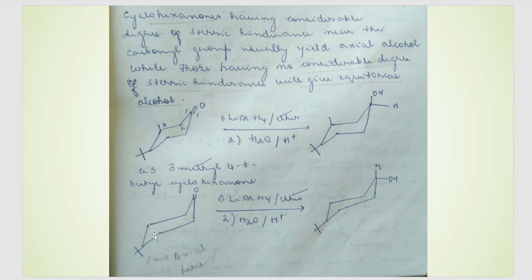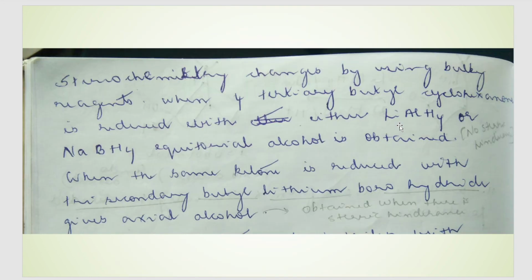Whereas in this case, you can see there is no 3-methyl group, and hence there is no steric hindrance, and when there is no steric hindrance, you will get what? You will get an equatorial alcohol. So this is another example of how, because of steric hindrance, the expected product is altered. Whenever there is steric hindrance, you usually end up getting an axial alcohol, whereas you get an equatorial alcohol when there is no steric hindrance.